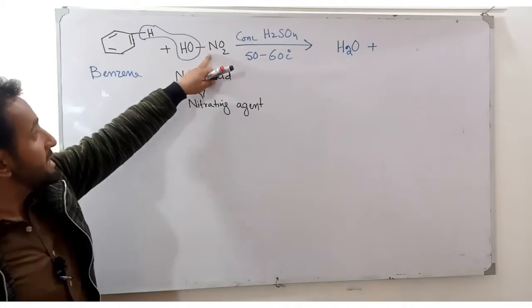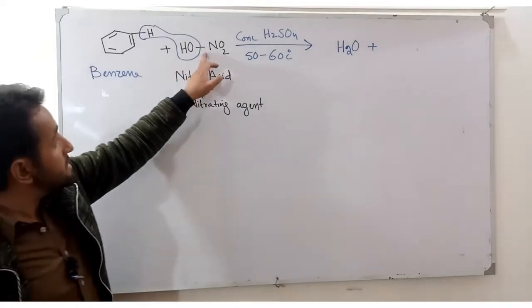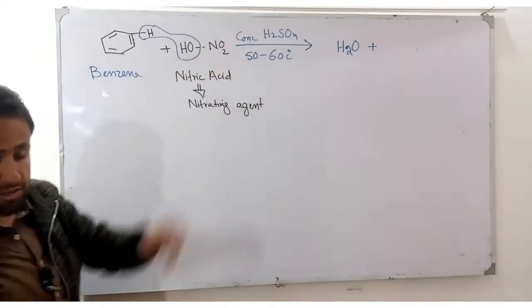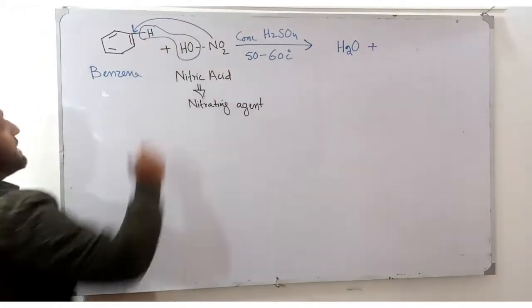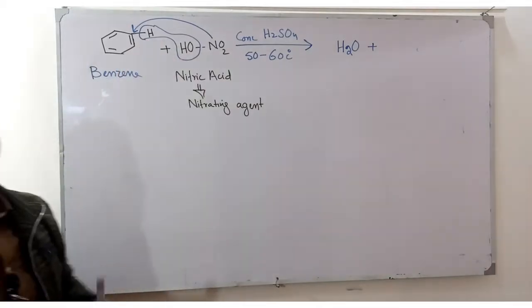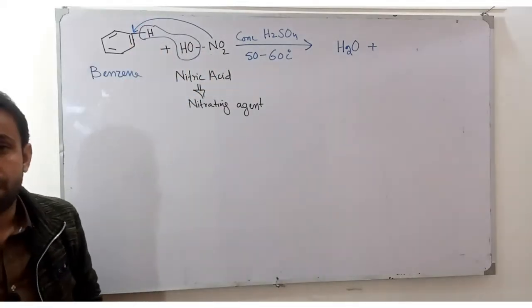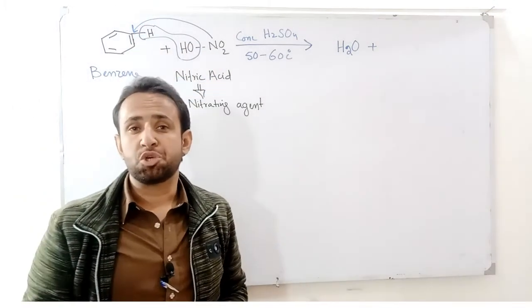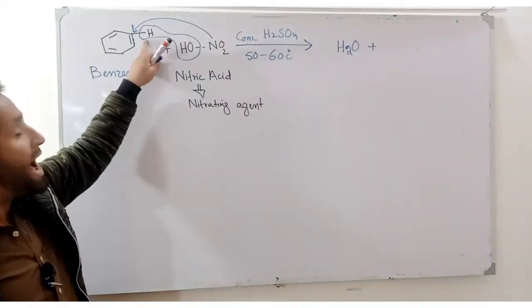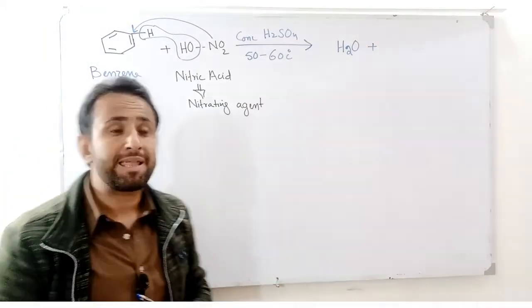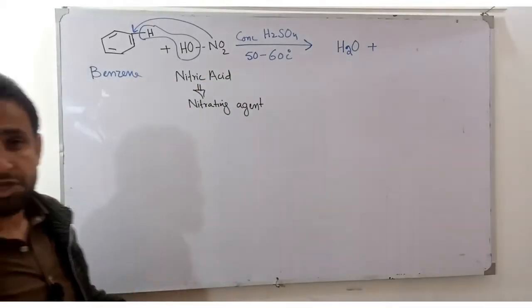Now this part, the NO2, which is the nitro group, is our electrophile. This is the remaining part of the nitric acid. This will attack the benzene molecule. I mean that this hydrogen atom now leaves the benzene molecule, and this nitro group will attack the benzene molecule. So here a substitution reaction is done. A substitution reaction means that one or more atoms are replaced with another atom or group of atoms. So this is an example of a substitution reaction.